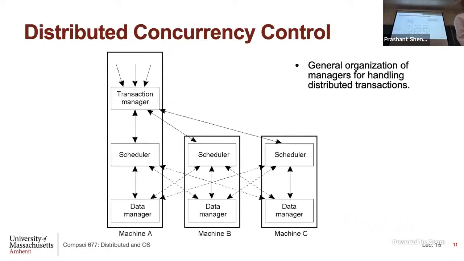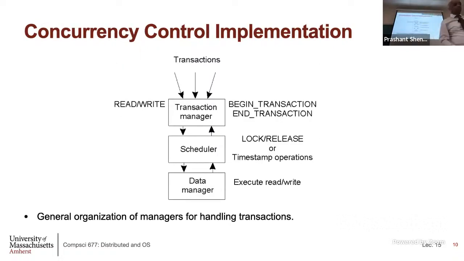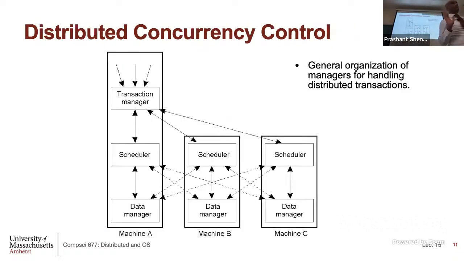Here's the distributed version of it. Looks very similar. Now our database is split across three machines, A, B, and C. But still our transaction manager, transactions are coming in. And then there's a scheduler on each machine that is going to grab locks on whatever data is stored on that machine if the transaction touches that data. And then there's a data manager here that's reading or writing information. So that idea that we talked about of a transactional system actually generalizes to a distributed world.